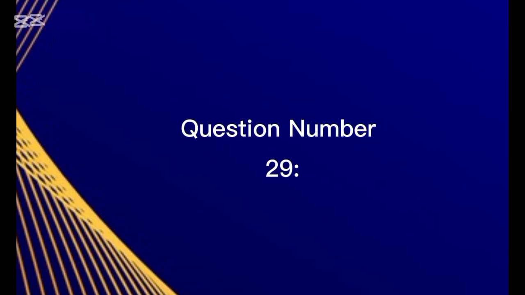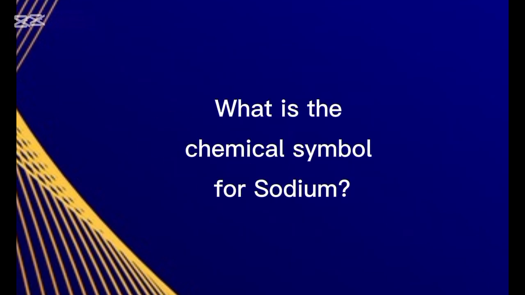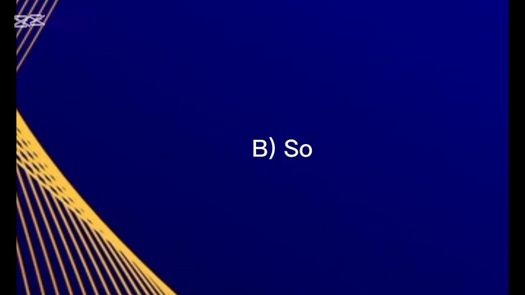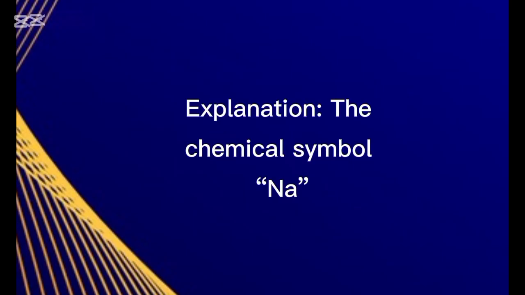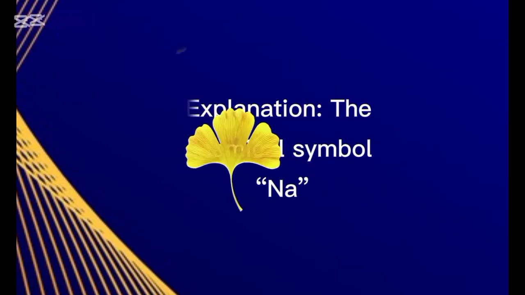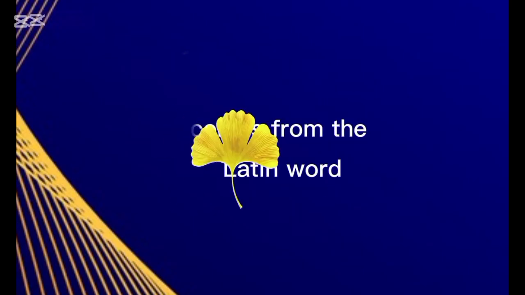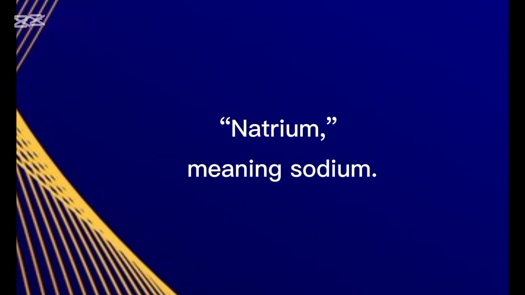Question number 29. What is the chemical symbol for sodium? A. S, B. So, C. Na, D. Sn. Correct answer, C. Na. Explanation: The chemical symbol Na comes from the Latin word natrium, meaning sodium.